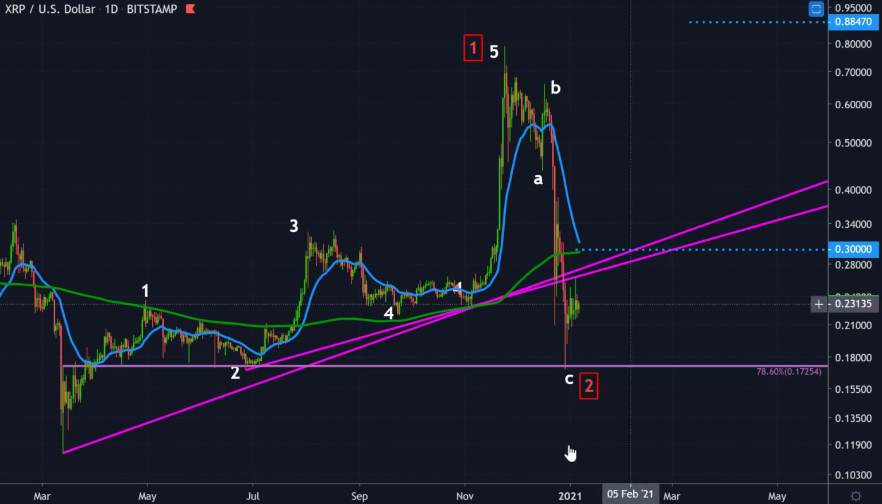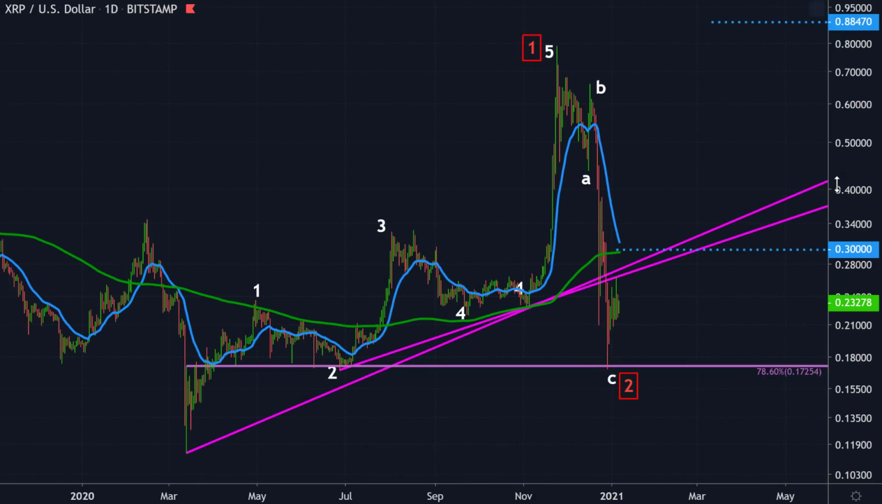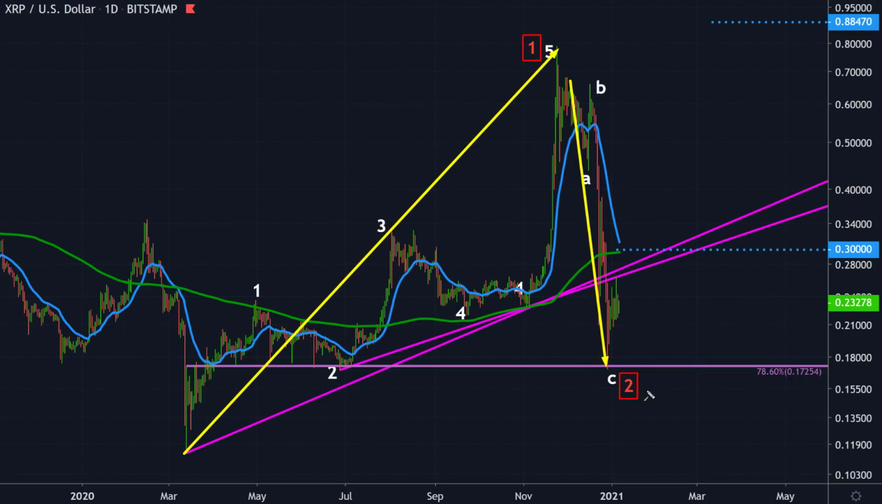As I've just explained to you, for me at the moment, given this drop that we had here, given this rally, I should say, I think it's more reasonable to say, and it's probably more likely, that this has been wave one, this has been wave two correction. As long as we hold above 0.17, and provided we can then take out 0.3, which I think could happen, then I can still maintain a bullish bias on XRP.